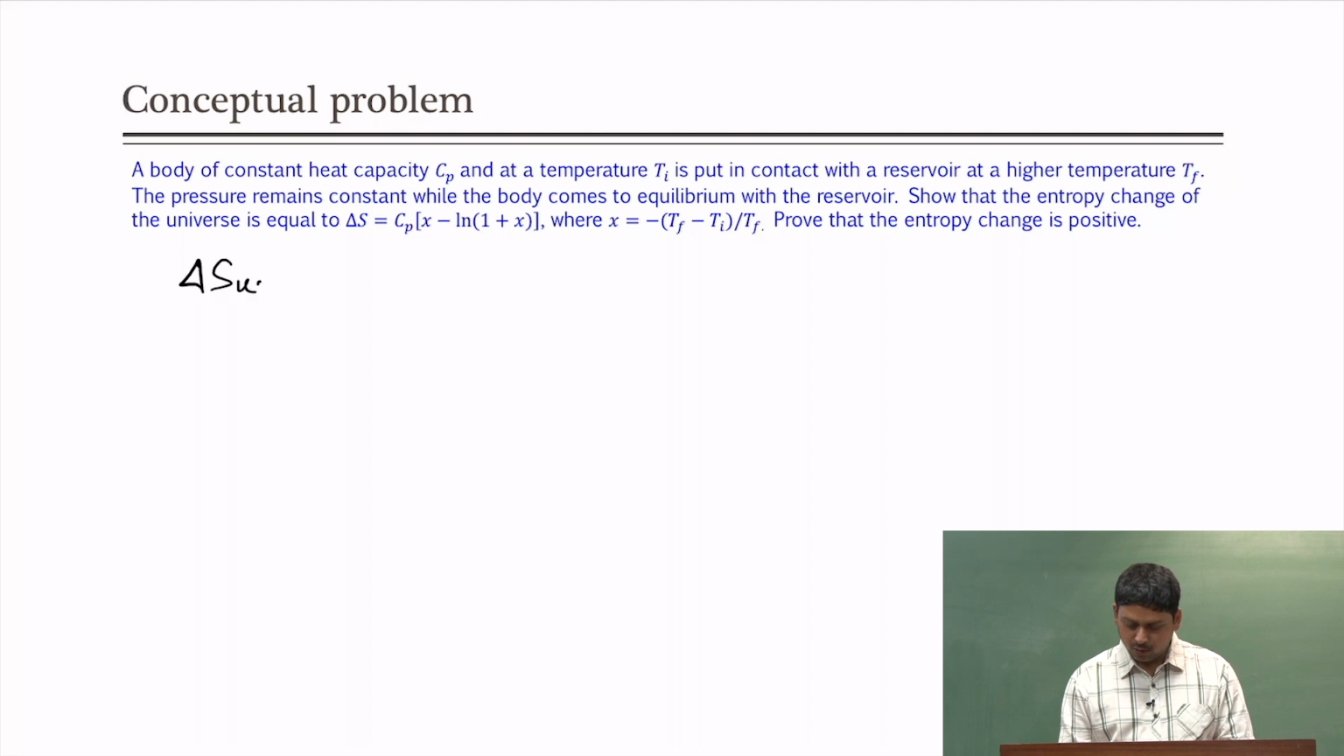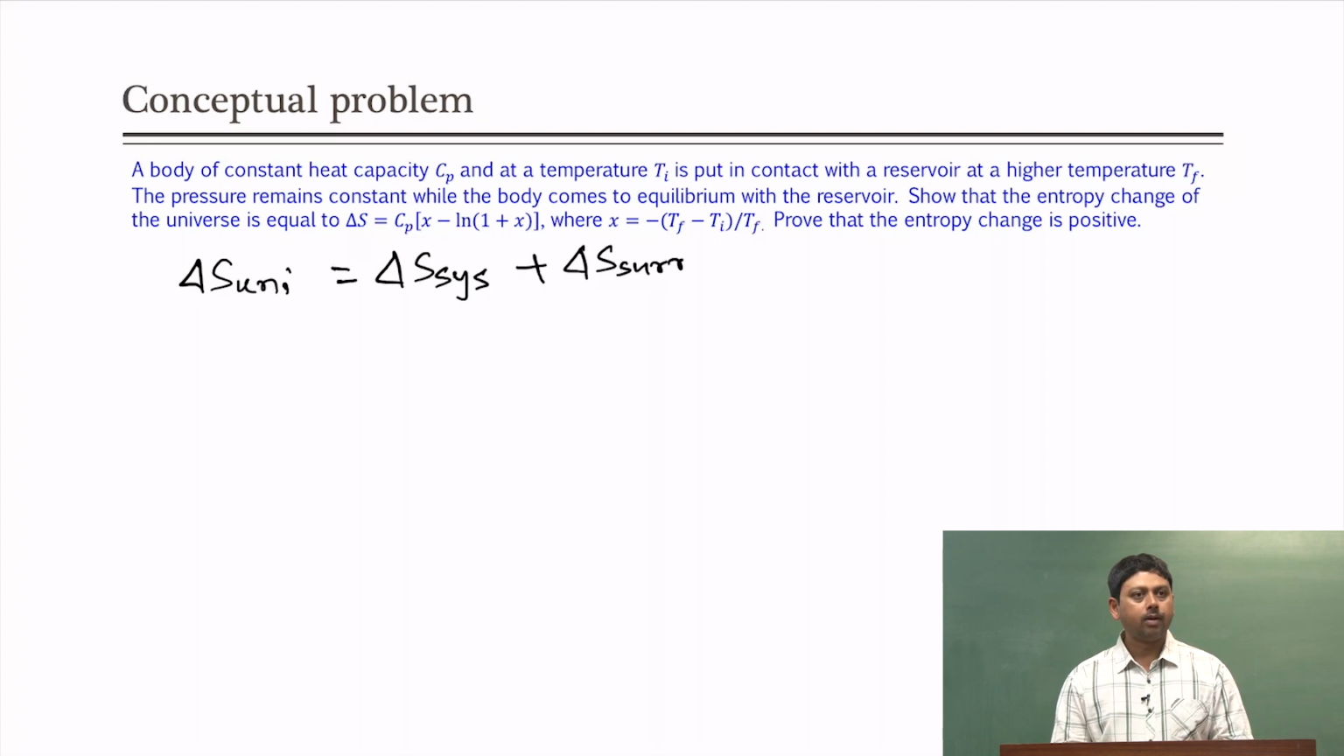So, entropy change of the universe is equal to entropy change of the system plus entropy change of the surrounding, and we have to calculate both of them. So, here the heat capacity is Cp and temperature is Ti in contact with a high temperature Tf. So, what is the change in the reversible heat? It is a constant pressure process, right. So, how does the heat change in a constant pressure process?